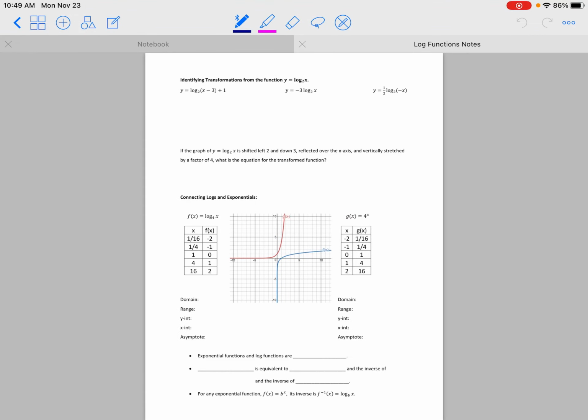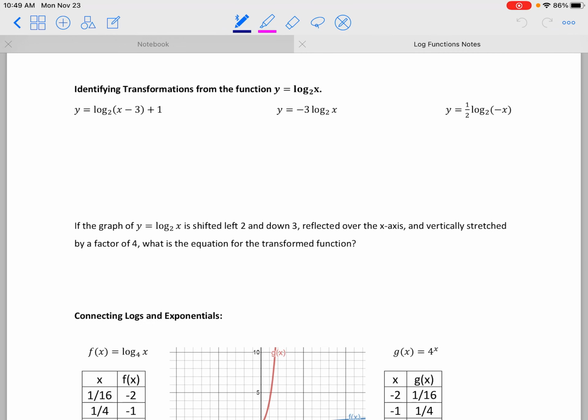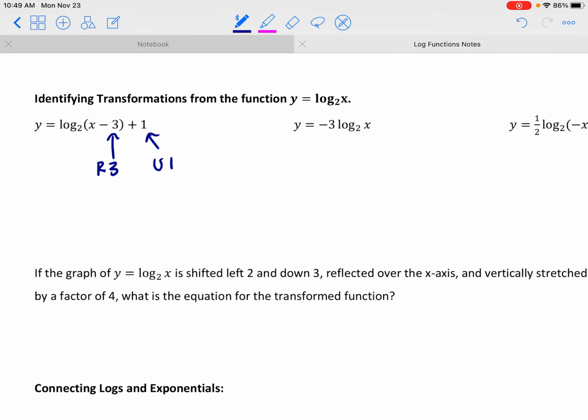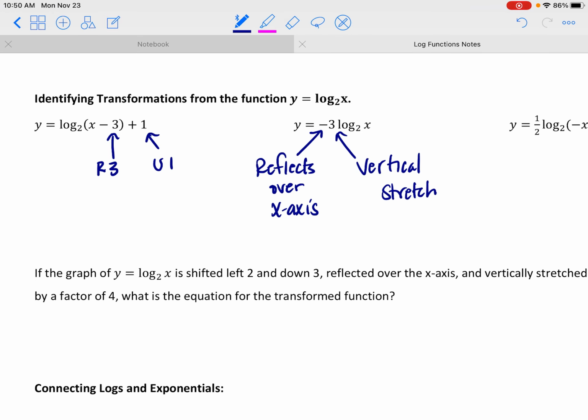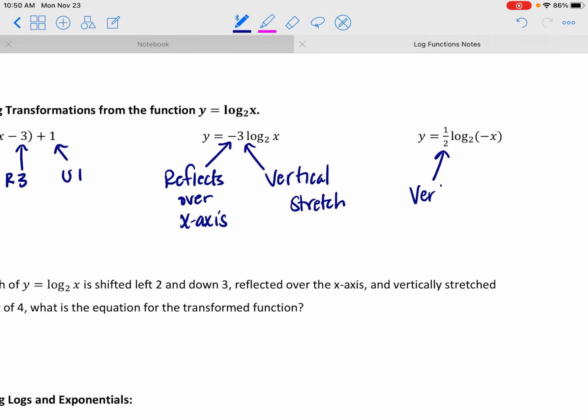Okay, so log functions. Let's see then if we can identify some transformations. If we're comparing to log base 2 of x, this minus 3 is going to shift our graph to the right 3 units. And then this plus 1 is going to make our graph shift up 1 unit. Here, if we put a negative, it's going to reflect our graph over the x-axis. And then the 3 is going to be a vertical stretch by a factor of 3. And then here, the 1/2 would be a vertical compression of the graph by a factor of 1/2. And then this negative inside here is another reflection, but this time it would reflect over the y-axis.